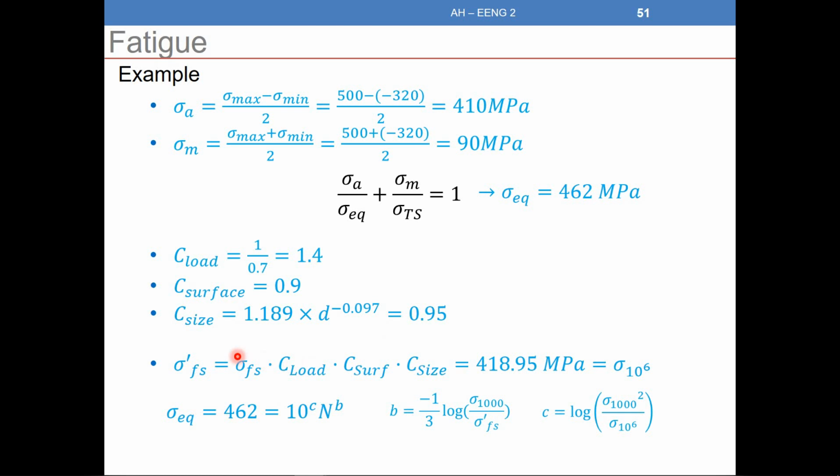But for us, as I said, we will directly be given the fatigue limit. We don't need to study all of this or to memorize all of this. So for now, let's just take the basic equation, this equation and this equation.